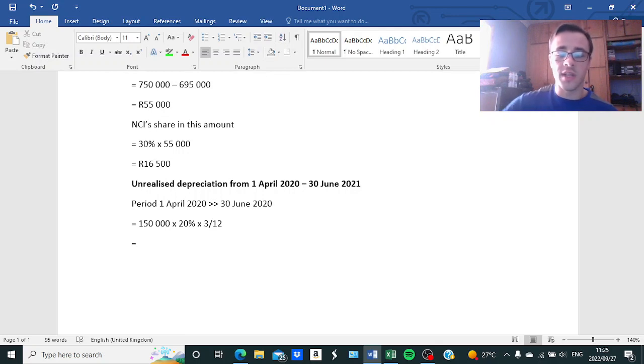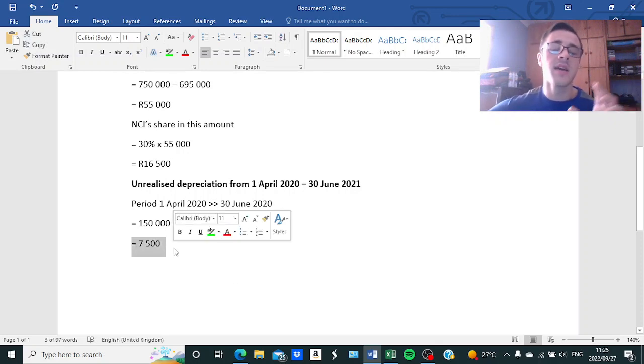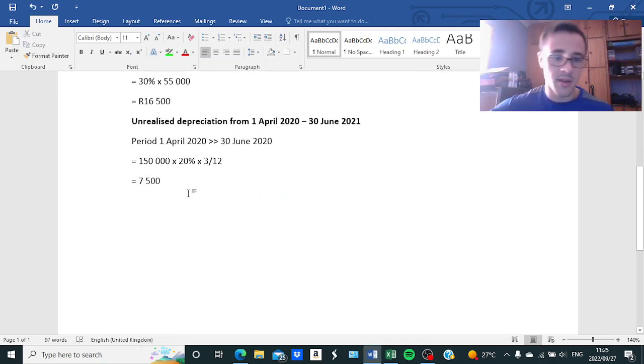And that will give you an amount of 7,500. Okay, now we need to take this balance right here into account when we calculate the unrealized depreciation for the current year, because we are calculating depreciation on the reducing balance method.